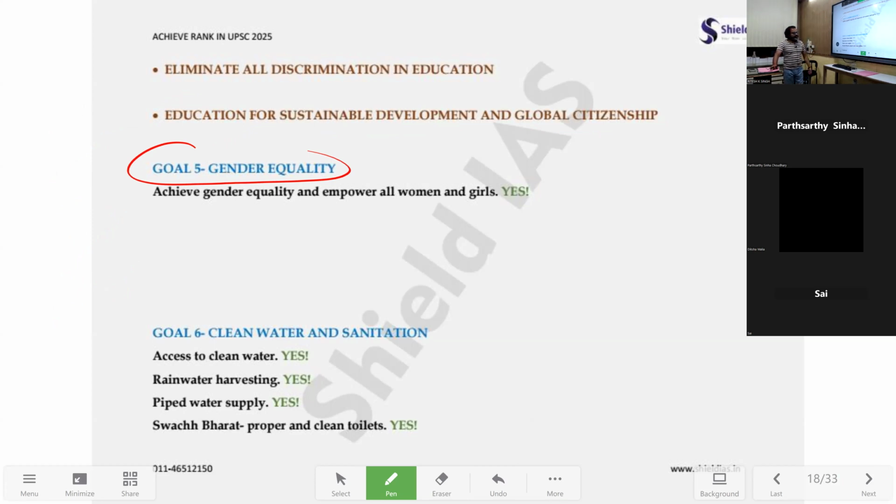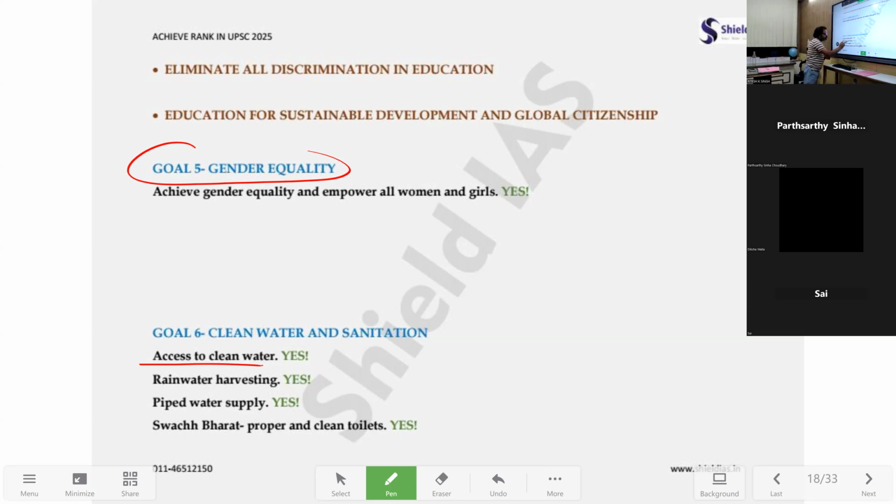Now, next goal is clean water and sanitation. So now what is the requirement for maintaining good health? Access to clean water. What is the requirement for reducing drudgery and hard work for the women in the family? Access to clean water in the households.